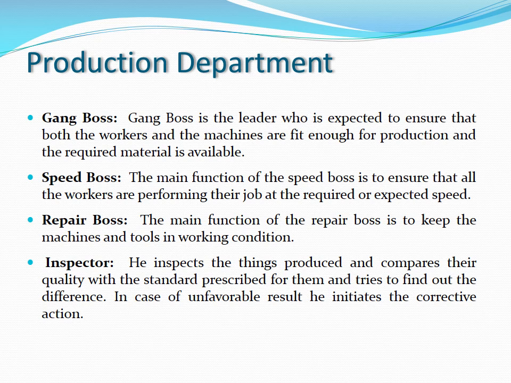Next is repair boss. The main purpose of the repair boss is to keep the machines and tools in the working condition. So in case there is any breakdown in machine or in any of the production processes, he is the one who takes care of that. Fourth one is inspector. He inspects the things produced and compares their quality with the standards. In case there are any differences, he's the one who takes an initiative and takes corrective action.